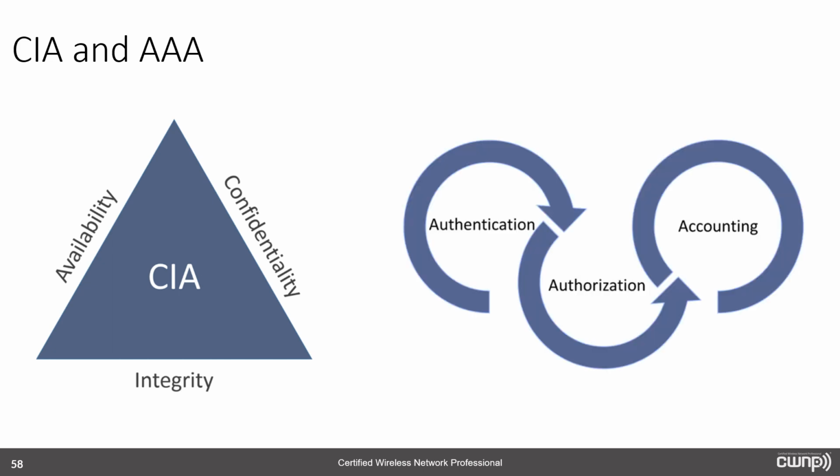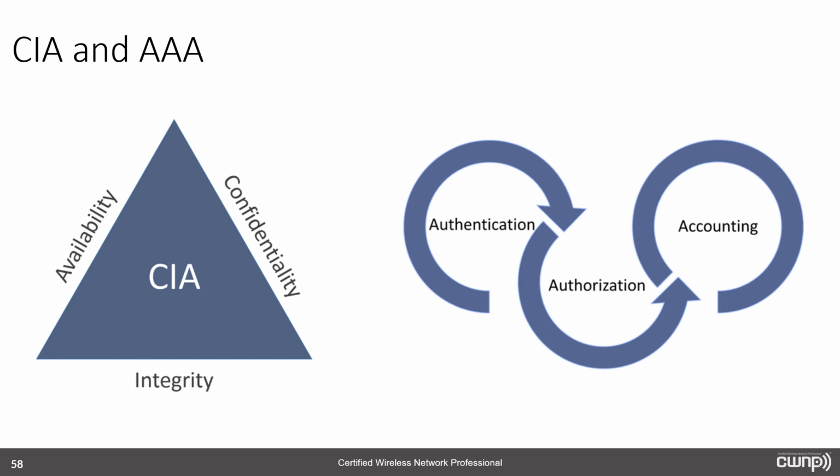And then we have AAA. This is authentication, authorization, and accounting. Authentication is used to validate identity, to ensure that someone is who they say they are. Once they've been authenticated, authorization determines what they're allowed to do. When they take actions, accounting tracks the actions that they actually take. So authentication is the foundation on which authorization and accounting are built.